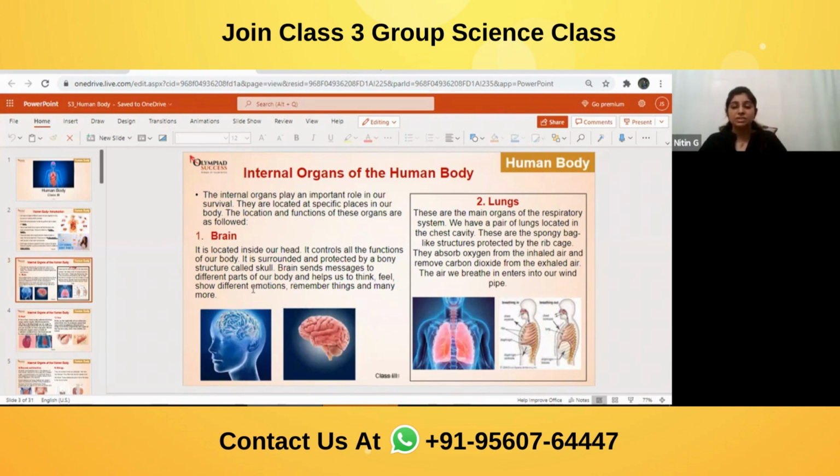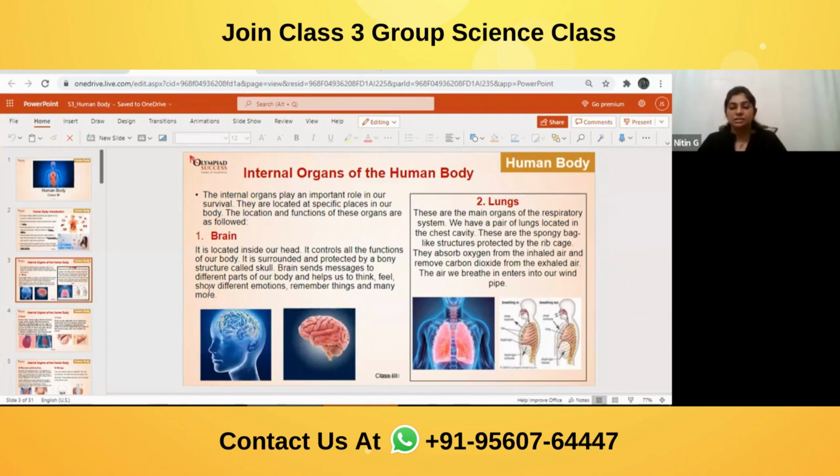The brain sends messages to different parts of the body and helps us to think, feel, show different emotions, remember things, and many more. Almost all the things in our body are controlled by our brain. And where is the brain? The brain is inside the skull. It is protected inside the skull. Any type of feeling, any thought, any emotion, these are all controlled by the brain.